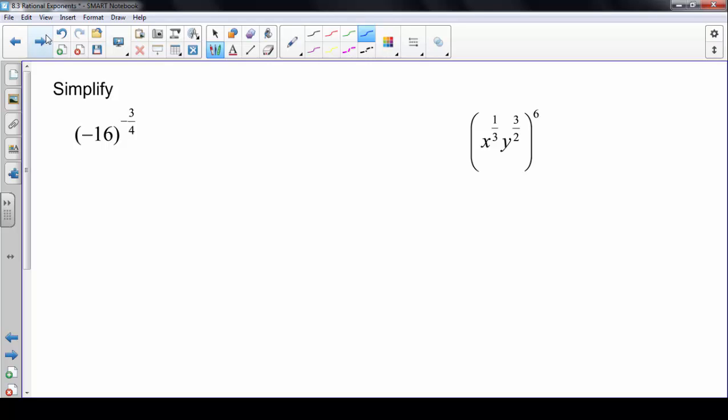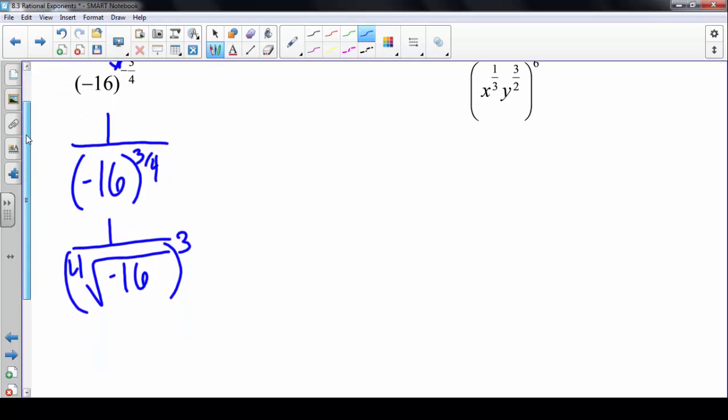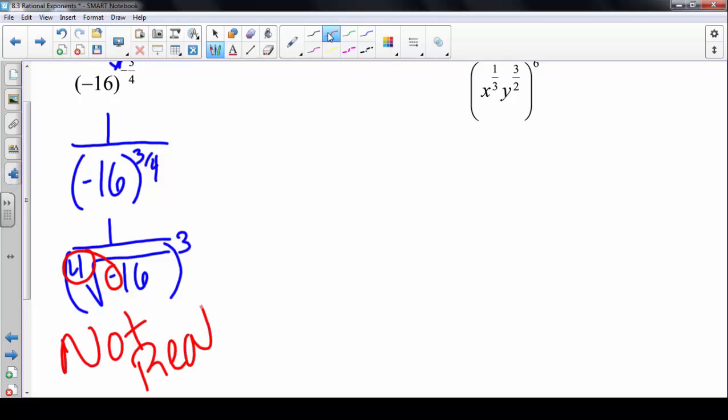So same thing as before, take care of the negative first, and it just moves everything to the denominator. Change it to roots. But notice now we have the 4th root of a negative number. So because of these two right here, this is not real. We've already talked about this situation. You can't have a negative root if your index is, sorry, is an even number.